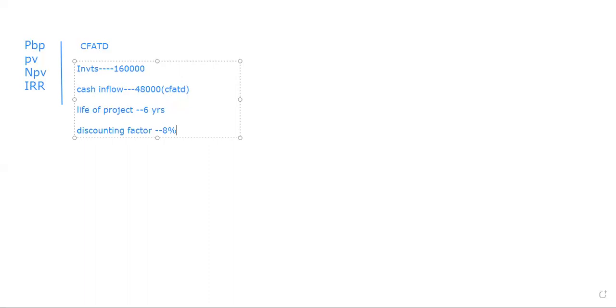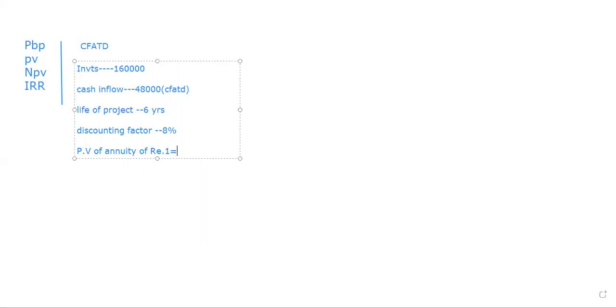Now, whenever you have equal cash inflows, if it is 48,000 the same for 6 years, it is not required that you should multiply year by year. There is one simple and easy technique to solve this sum in a few seconds. Along with this information, he is going to give you one more value, which is called PV of annuity. We use the annuity table when our cash inflows are equal for all the years.